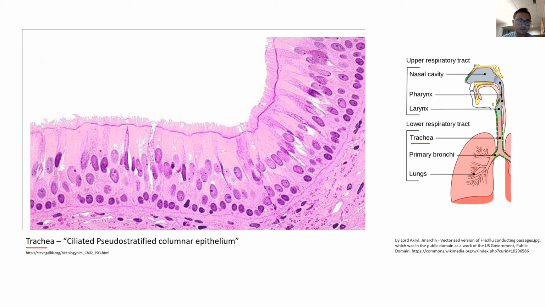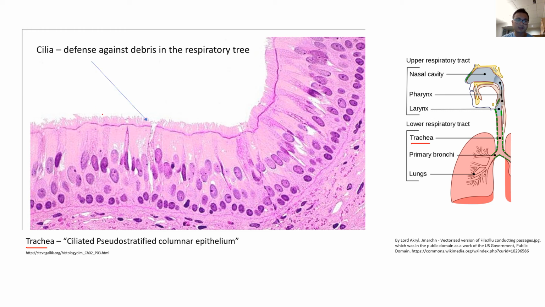And so this H&E slide looks like there are multiple layers of columnar cells that are making up this epithelial sheet. But in actuality, it's only one layer of cells. And this is something that you have to look at more and more, and then you'll develop that intuition.